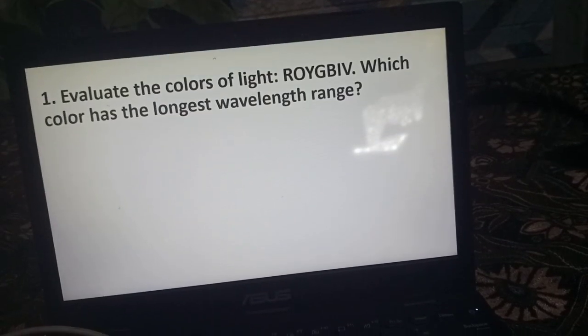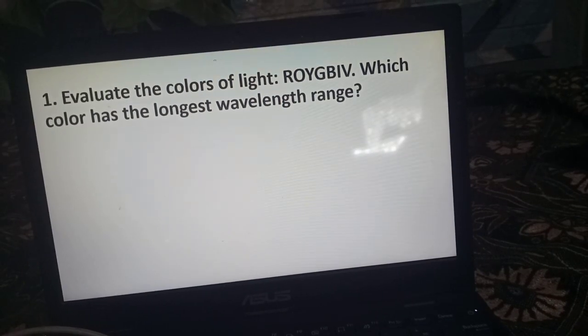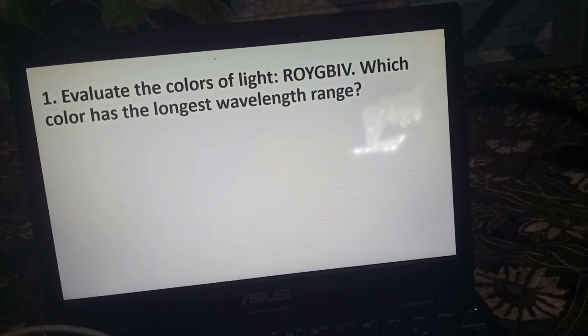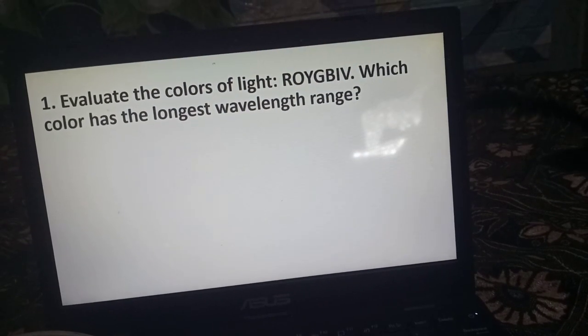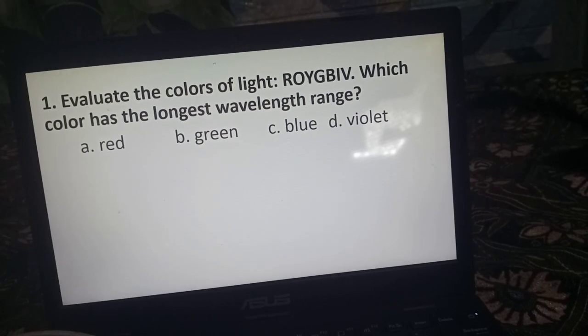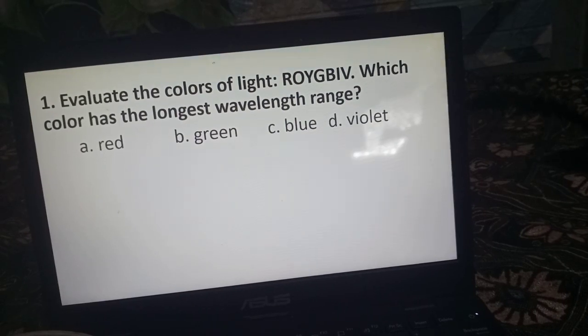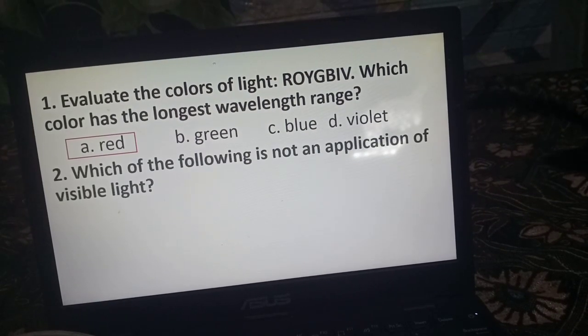Number 1. Evaluate the colors of light, ROY G. BIV, or red, orange, yellow, green, blue, indigo, violet. Which color has the longest wavelength range? A. Red, B. Green, C. Blue, D. Violet. Pinakataas ko ng wavelength. Which one? It is A. Red.